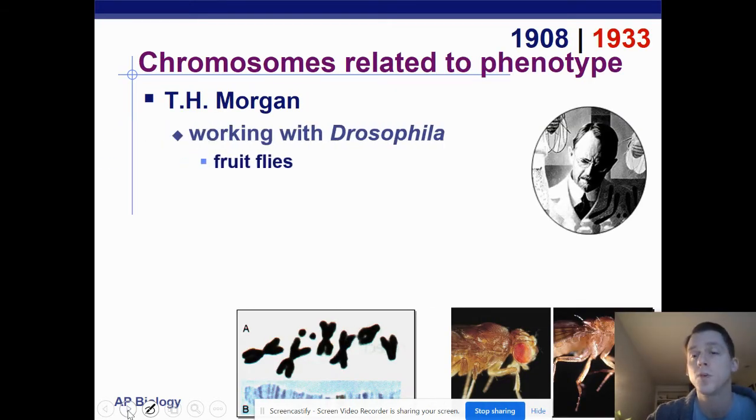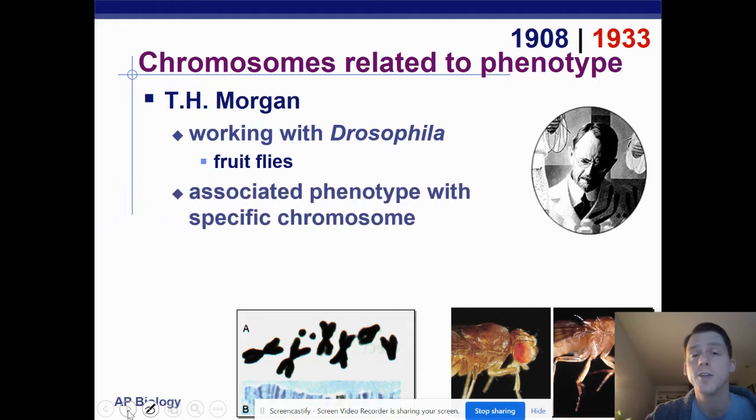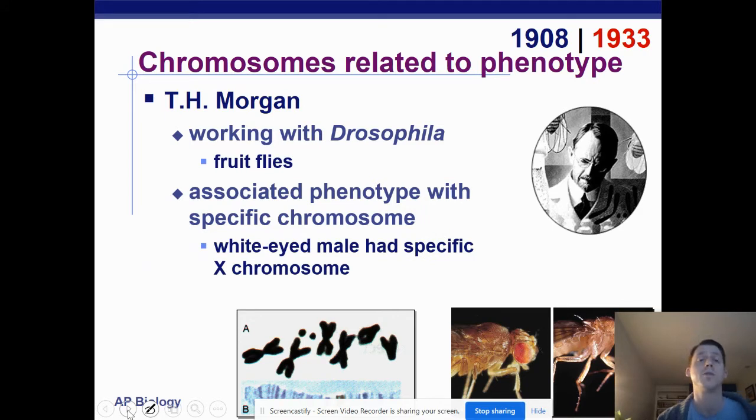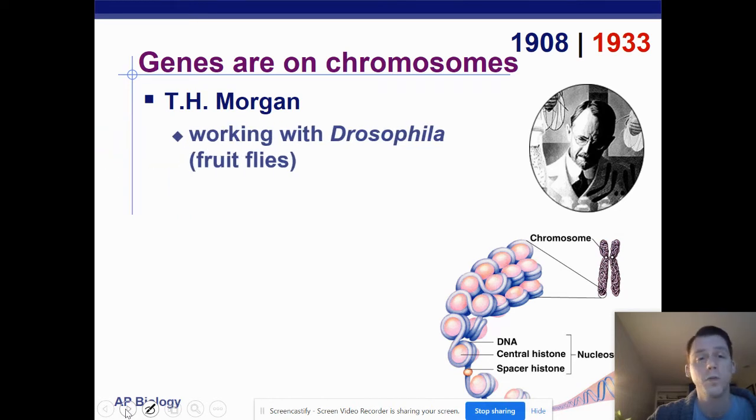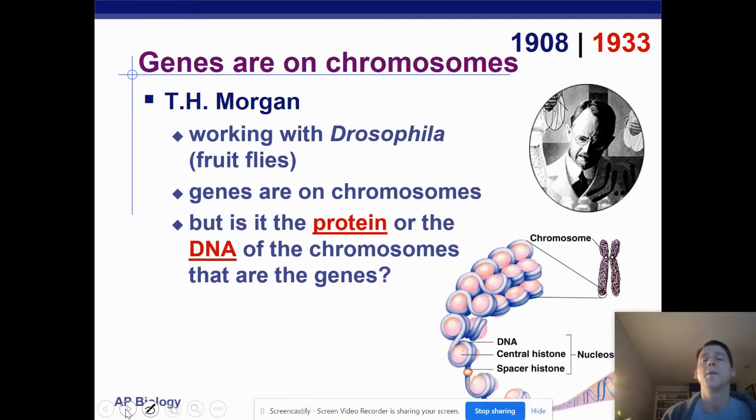Thomas Hunt Morgan was the one who discovered sex linkage in genetics. He associated the idea of a phenotype with chromosomes, so he was the first scientist to do that. He won the Nobel Prize in 1933. And because he discovered specific chromosomes, he is credited with discovering sex linkage among traits. Thomas Hunt Morgan worked with fruit flies, we know, and he discovered that genes are on chromosomes, but this still didn't answer the question: is it protein or is it DNA?